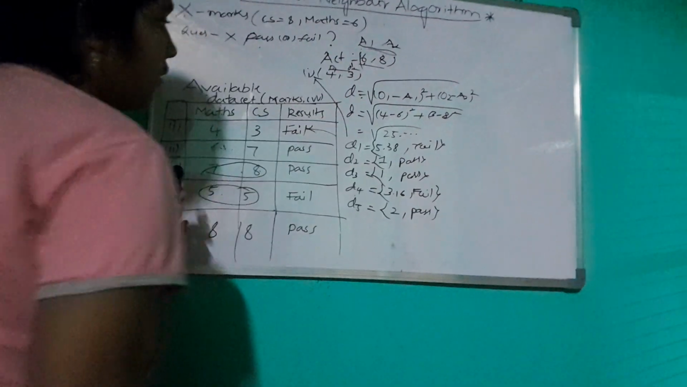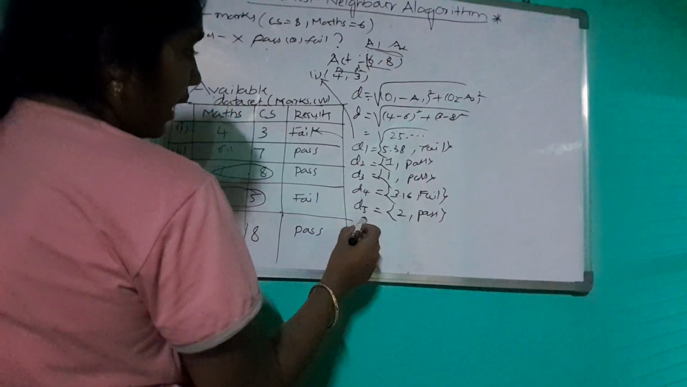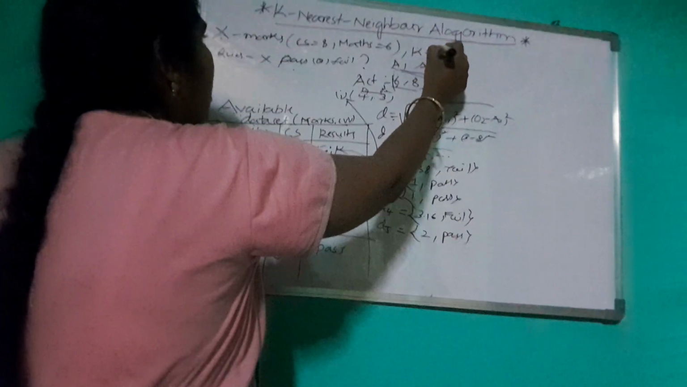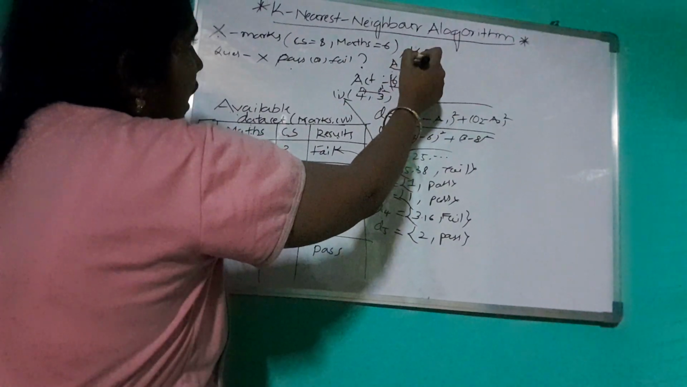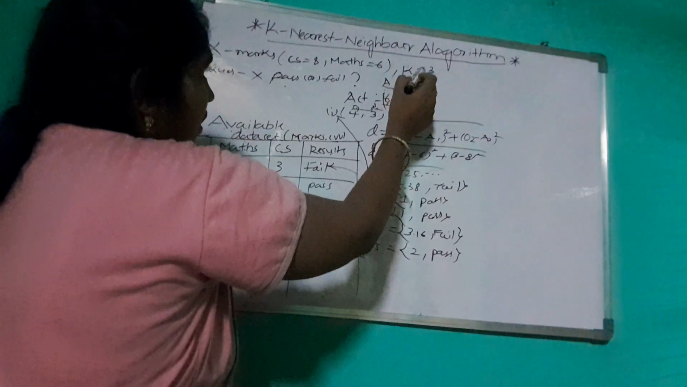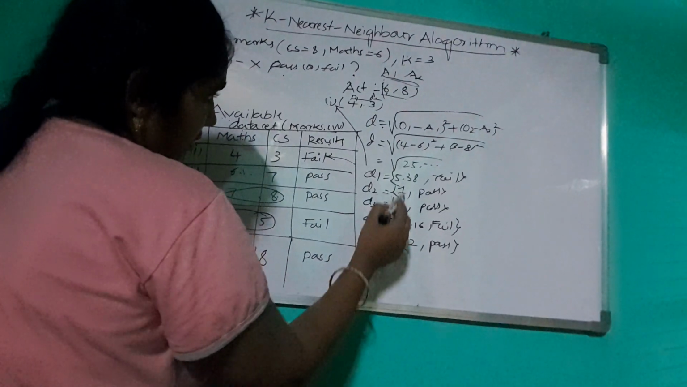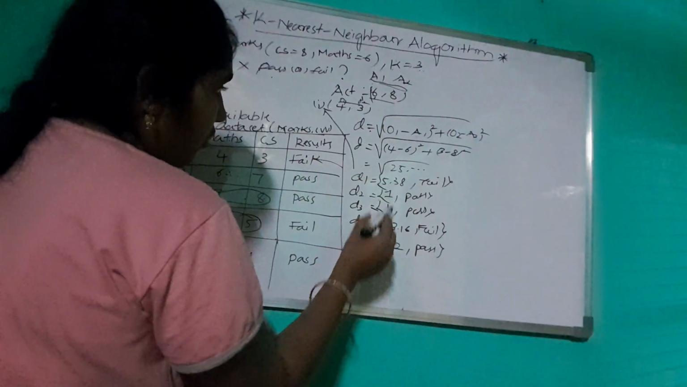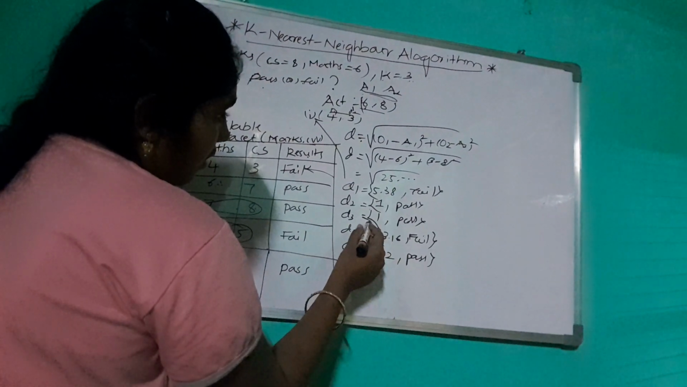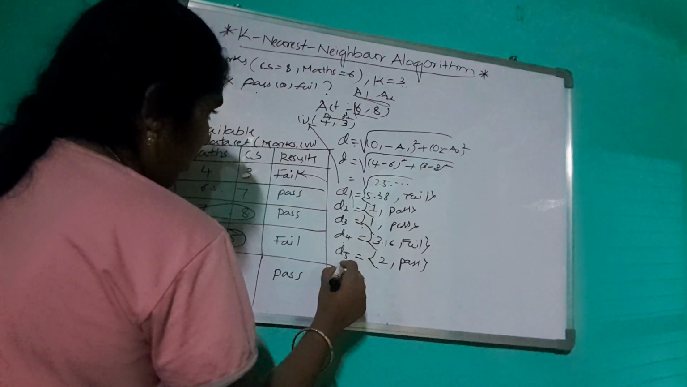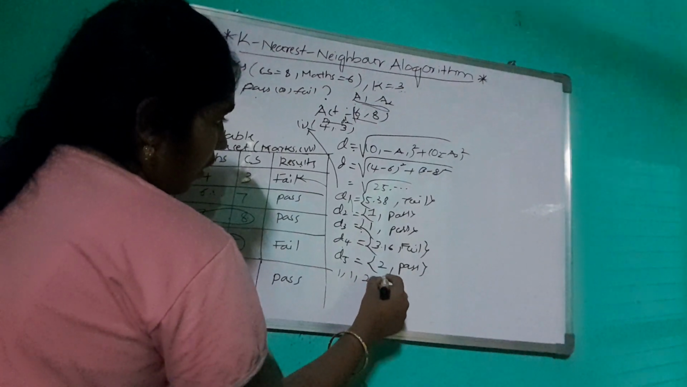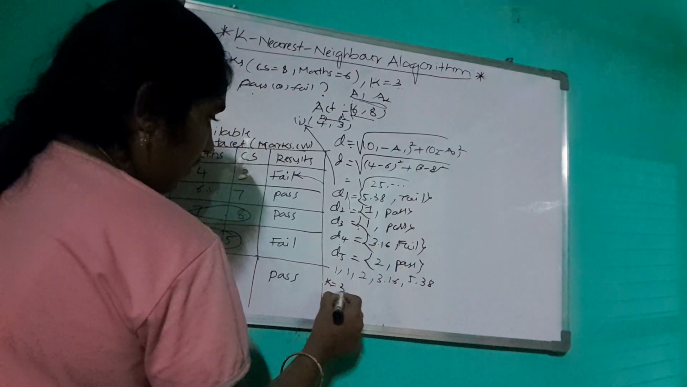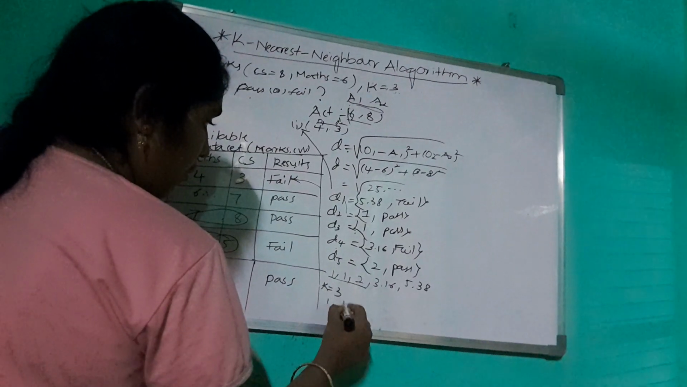Now from these points, take the least 3 points. Here the given k value is 3. We have to take k number of nearest points from the available points. K here is 3, so we have to take 3 nearest values. So write these distances in ascending order: 1 comma 1 comma 2 comma 3.16 comma 5.38. Here k value is 3, so select these 3: 1 comma 1 comma 2.